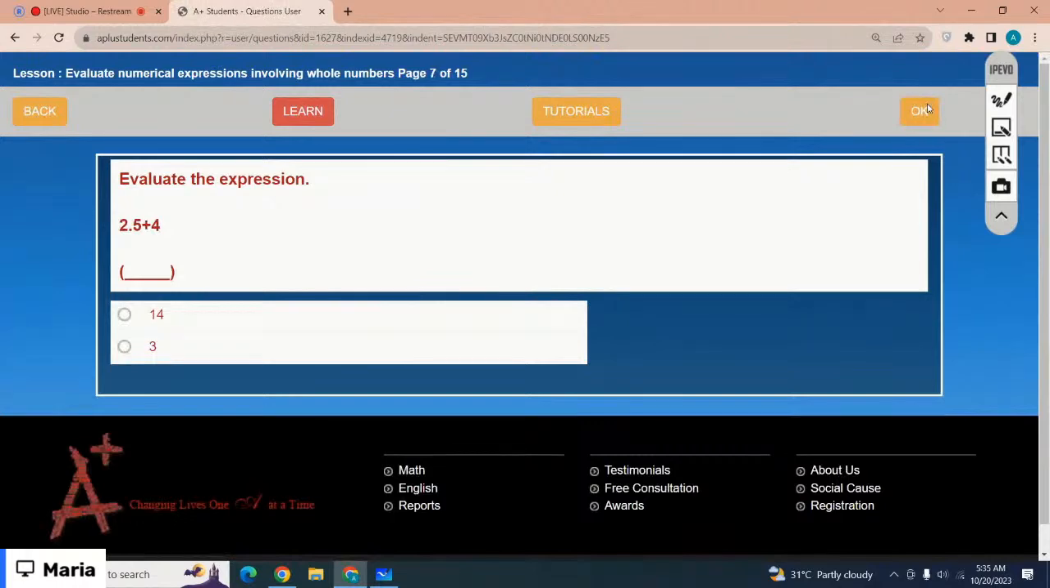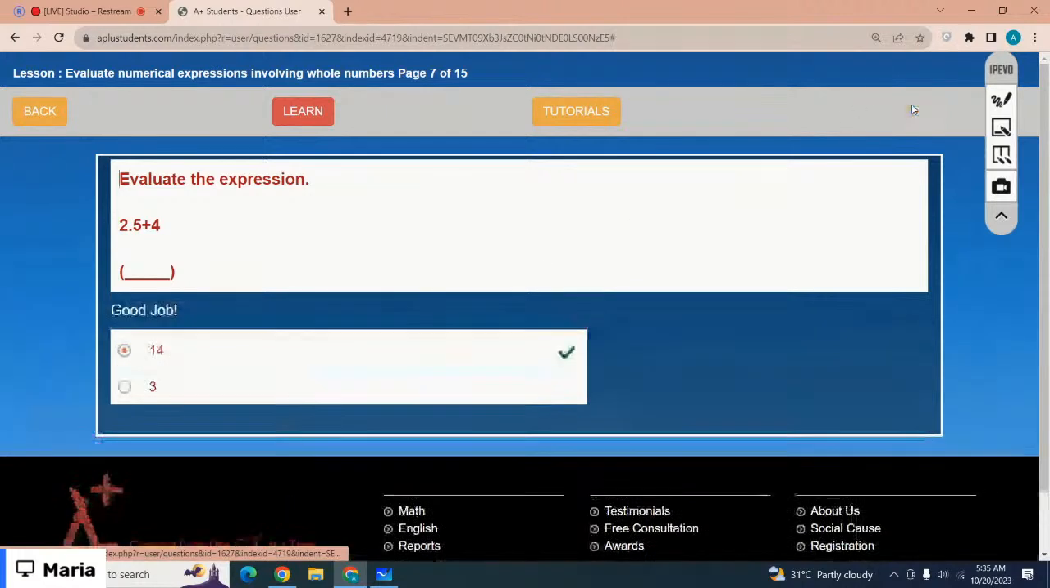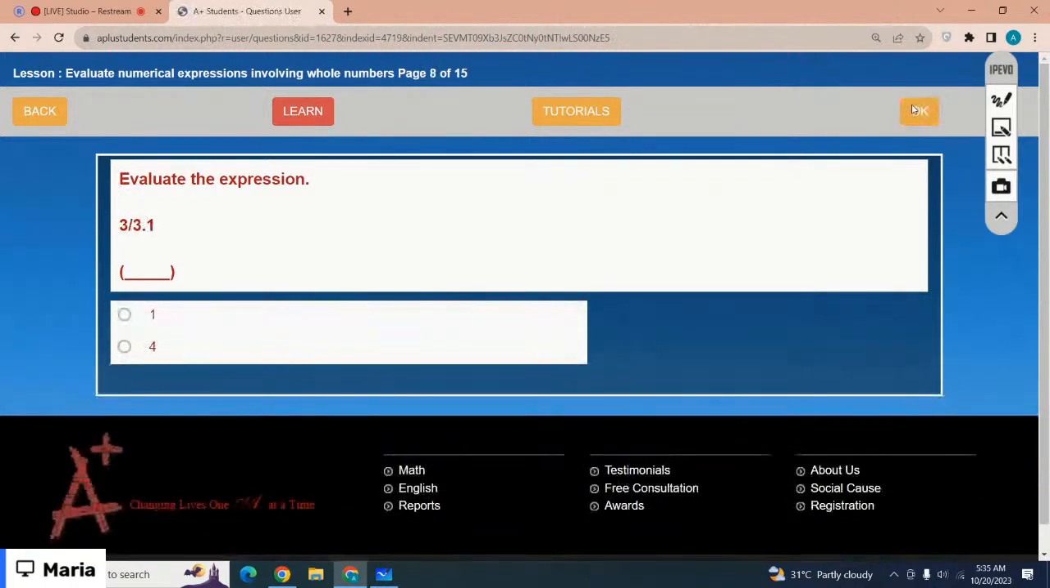Okay, 2 times 5 plus 4. So 2 times 5 is 10 and 10 plus 4 is 14. So the correct option is 14. Okay, 3 divided by 3 times 1. So 3 divided by 3 is 1, and 1 times 1 is 1. The correct option is very good. That would be 1.